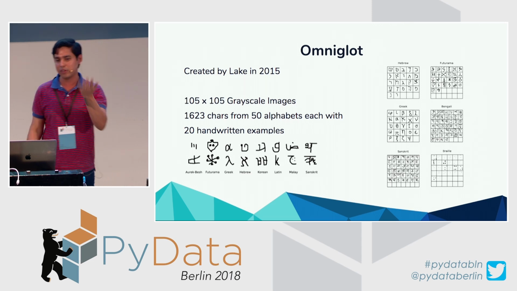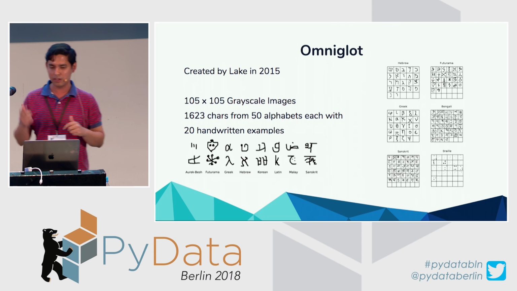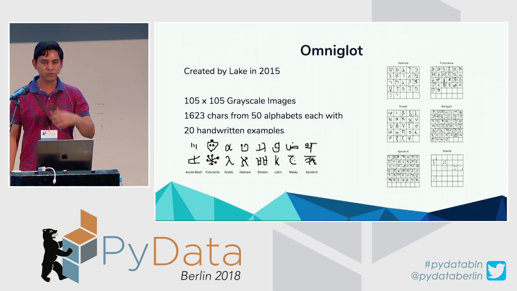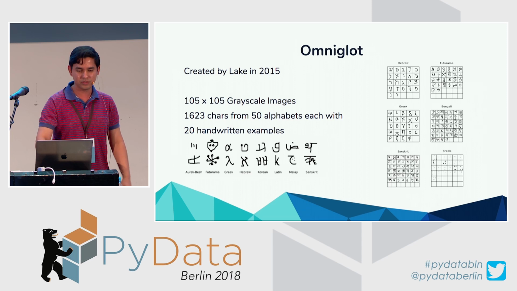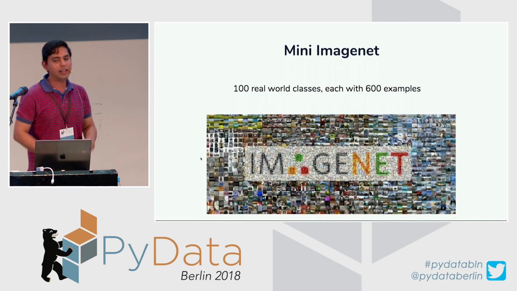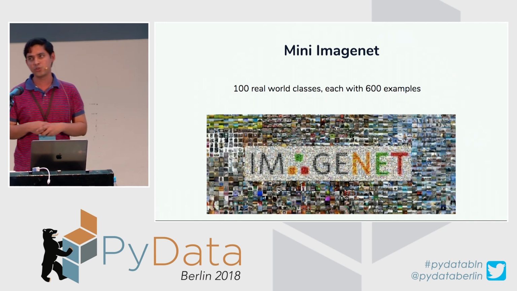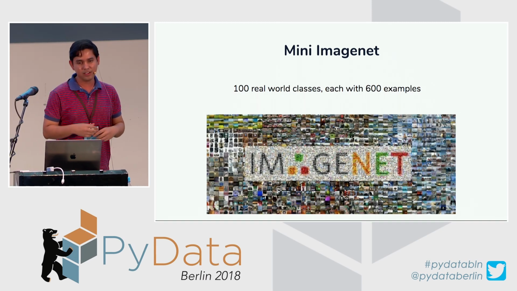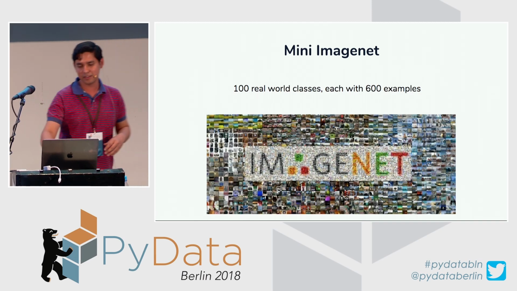So for each of the 1,000 characters, you have 20 handwritten images that you can learn from. The alphabets range from different languages, Hebrew, and there are some fictitious languages as well, like Futurama. The newest papers, from the last year, are currently using ImageNet, mini ImageNet, because they resemble more real-life pictures. Omniglot is like the MNIST of few-shot learning.